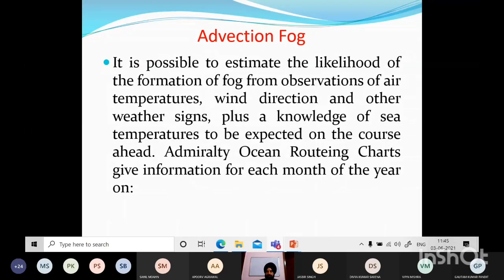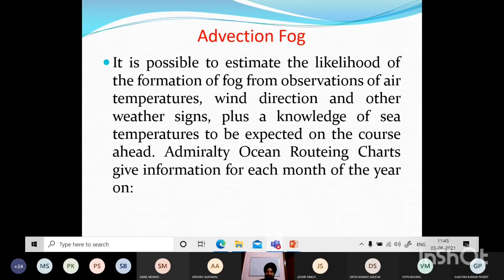So it is possible to estimate the likelihood of the formation of fog from observations of air temperature. ये भी हम कर सकते हैं. आप log book में भरते हो sea water temperature, air temperature, wind direction, other weather signs, plus a knowledge of sea temperature to be expected on the course ahead. So you can definitely even predict when this advection fog I will encounter.